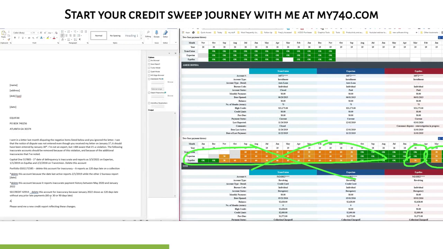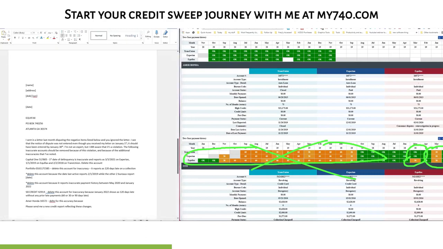So this is going to be Amera Honda, and this is account number 16572. To delete this account, you're going to say delete for inaccuracy, because now let's go take a look at the actual account besides the payment history. I would not use the date last active. It's too close. I would not use the date last paid. It's too close.